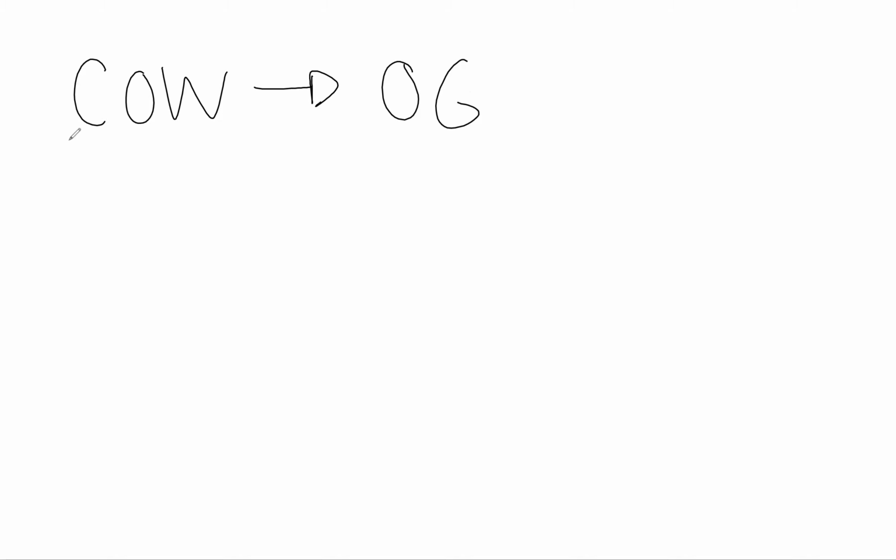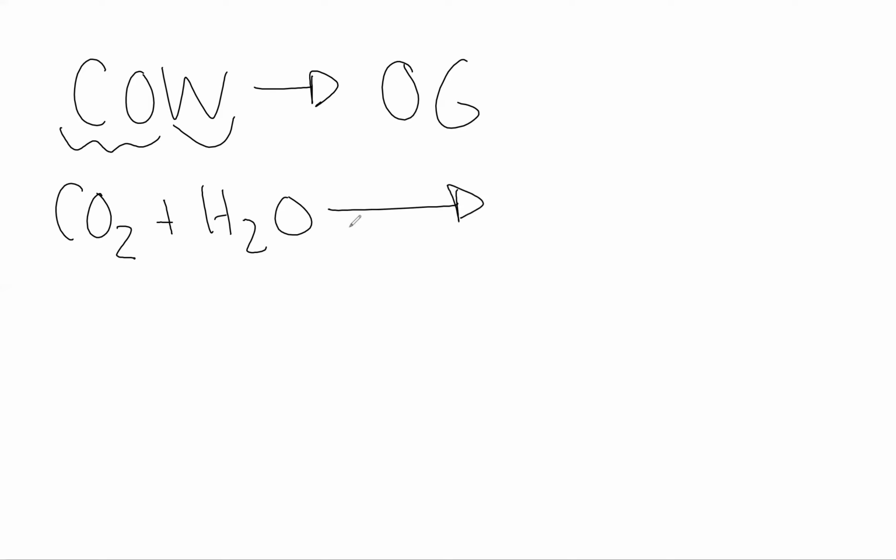Now, what does Cal stand for? CO stands for carbon dioxide. W stands for water. So carbon dioxide plus water in the presence of light, we can't forget light, photosynthesis has to occur with light, is going to give us oxygen and glucose.